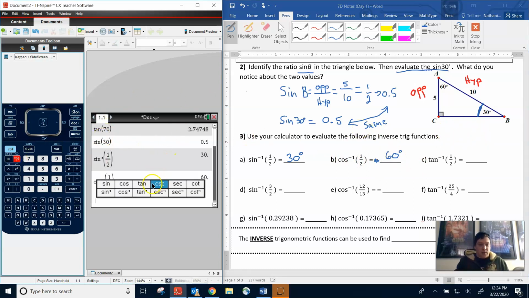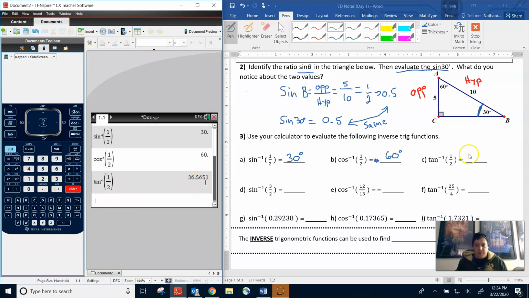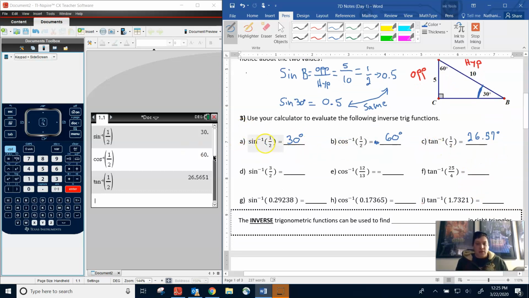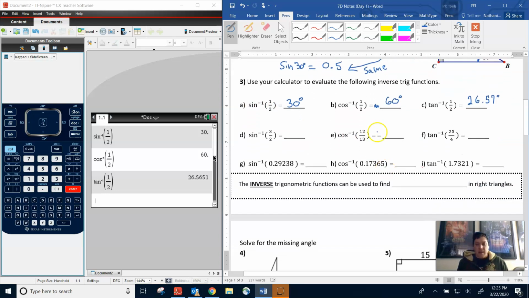So let's try this tangent one. Tangent inverse of 1 divided by 2. Well, there we go. See? Decimals. So this would be 26.565. The 5 rounds up, turns this into 27 degrees. And that's it. So what these do for us is the inverse helps us to find missing angles in triangles. So essentially, we're going to use these inverses to find missing angles every time.